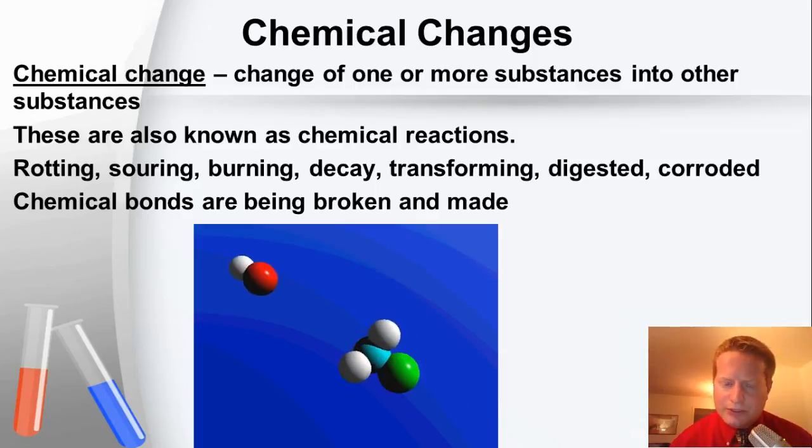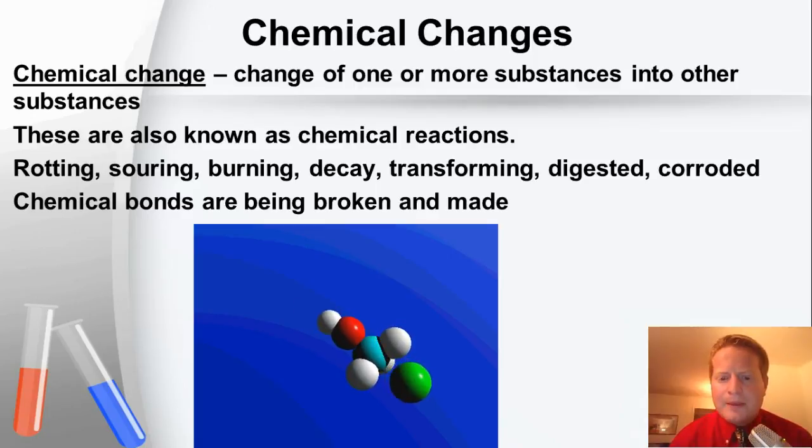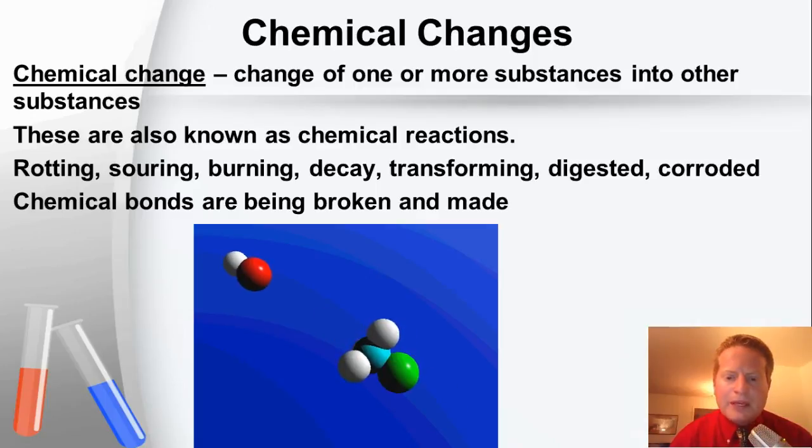So if we look at this original compound coming in from the top left, that is combining with the compound in the bottom right, and the bond is being made, and then the green atom is breaking away. That bond is being broken. So that is what happens in a chemical reaction.